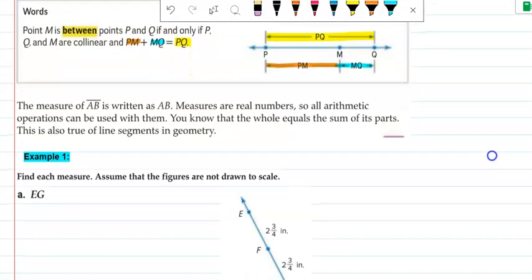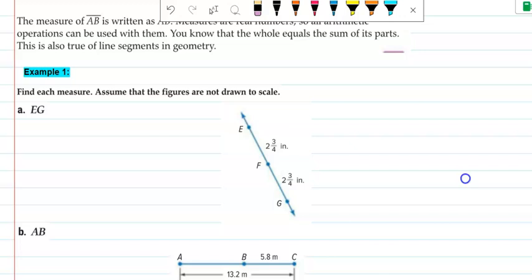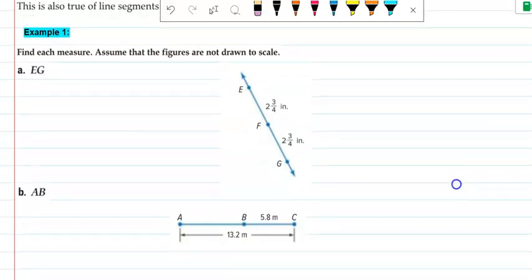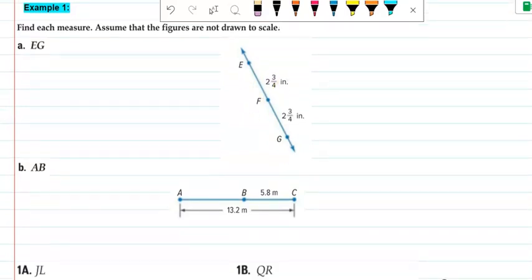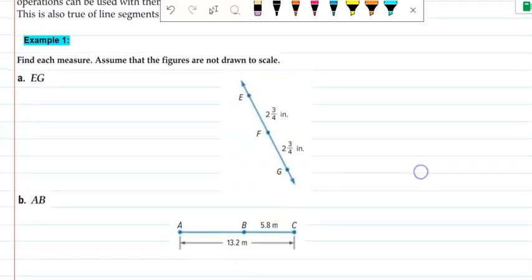So if we look at this first example, okay, it's asking us to find the measure, and we're going to assume that they're not drawn to scale, right? Obviously, these lengths are not 2 3/4 inches, so we're not going to know that, but we're going to assume that at one point maybe it was. So we want to find EG. So EG, if we want to highlight it, goes all the way from E to G. Here we go. So we're looking at the total length, okay?